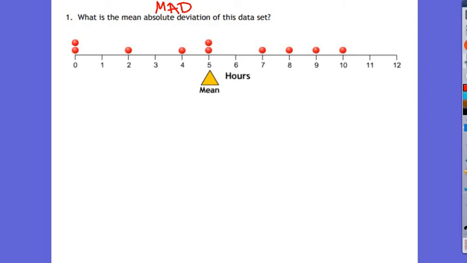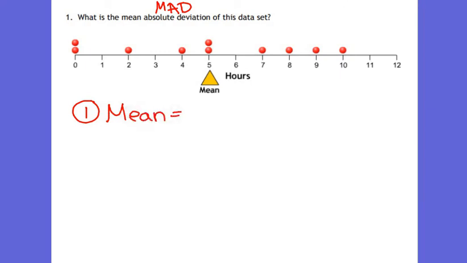Number 1. We're going to look for another MAD value. However, number 1 was being nice. Why were they being nice? They already gave us, step 1, the mean. So what is the mean? 5.1. 5. It's 5. It might look like it's a hair off, but it's 5. I'm going to go with 5. That is our mean.